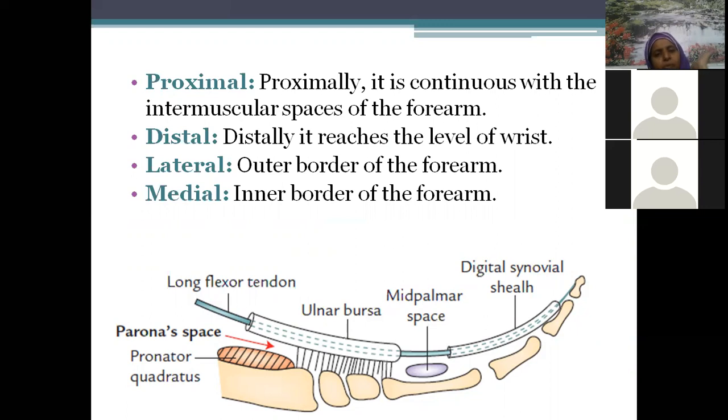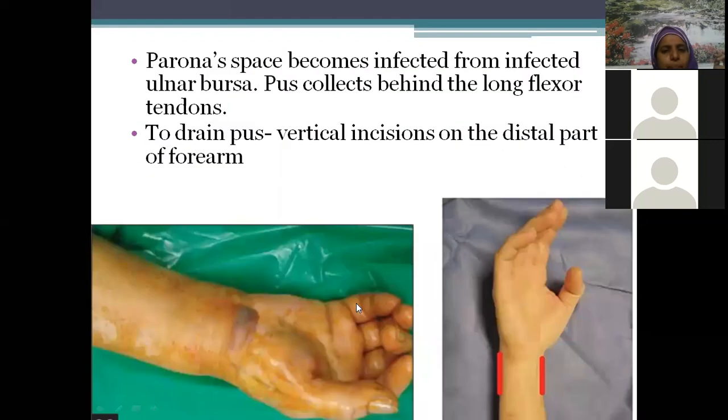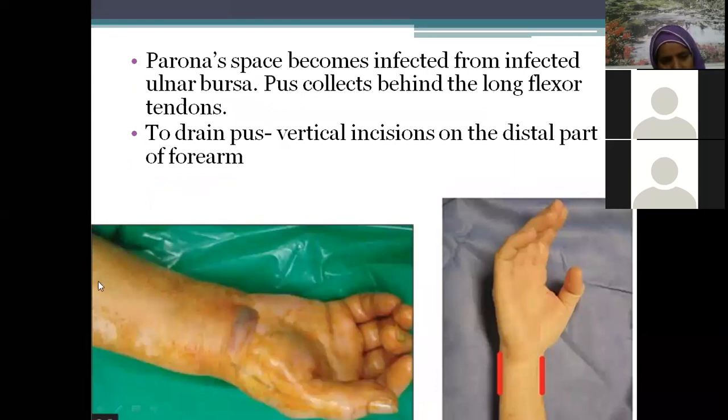Laterally, the outer border of the forearm. Medially, the inner border of the forearm. We are talking about only the forearm space of Parona, this one. Medially, the medial border of forearm; laterally, the lateral border of forearm. This is the medial border, this is the lateral border. Then proximally, you are finding the intermuscular spaces of the forearm, and distally almost up to the flexor retinaculum, which reaches up to the level of the wrist. So this is the forearm space. From here till here, up to the flexor retinaculum, whatever area is there is the forearm space.